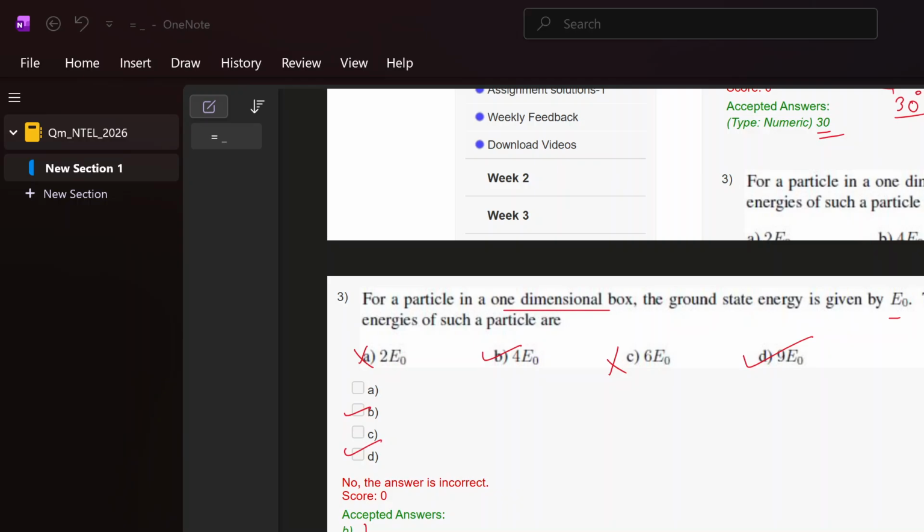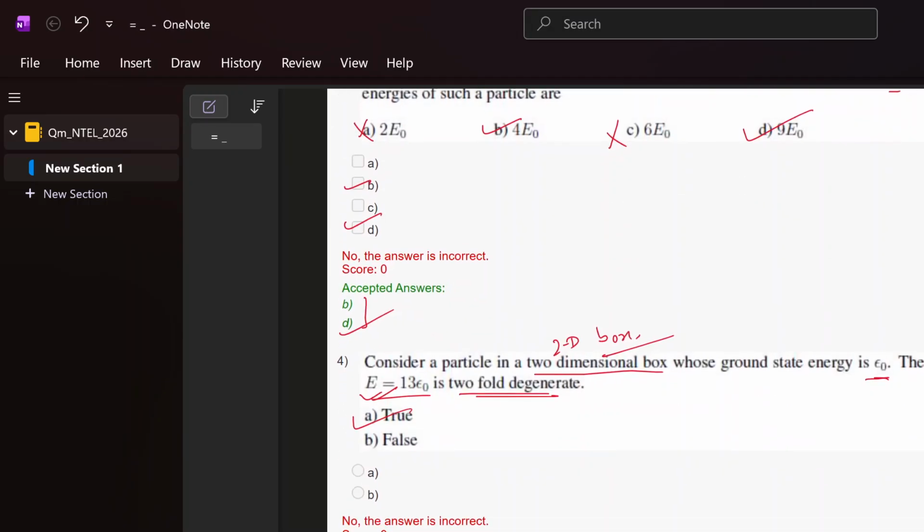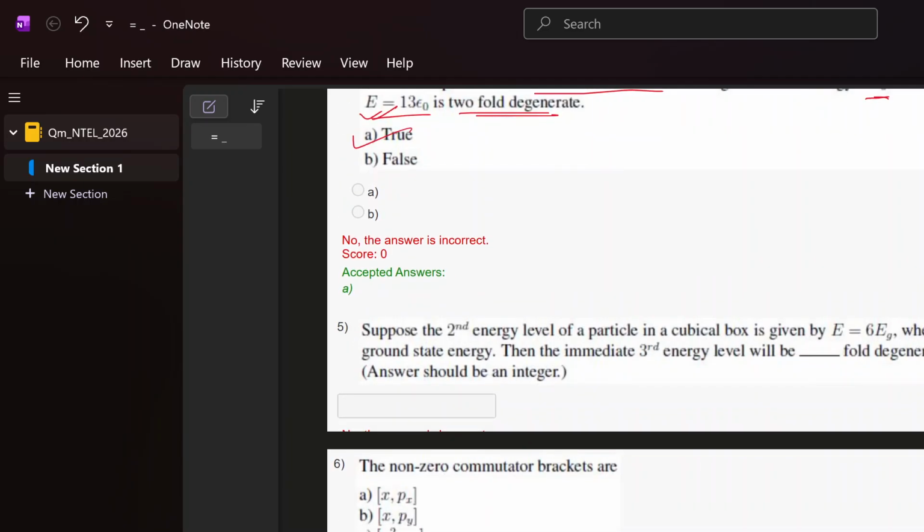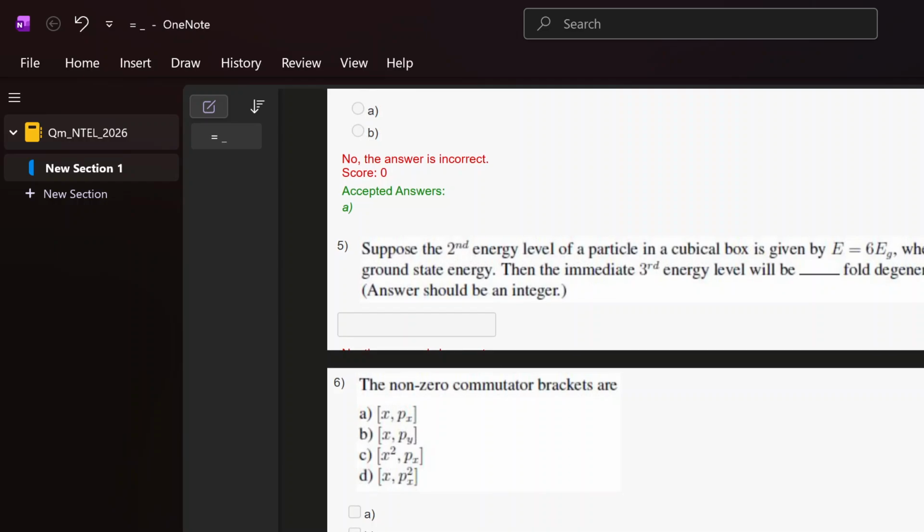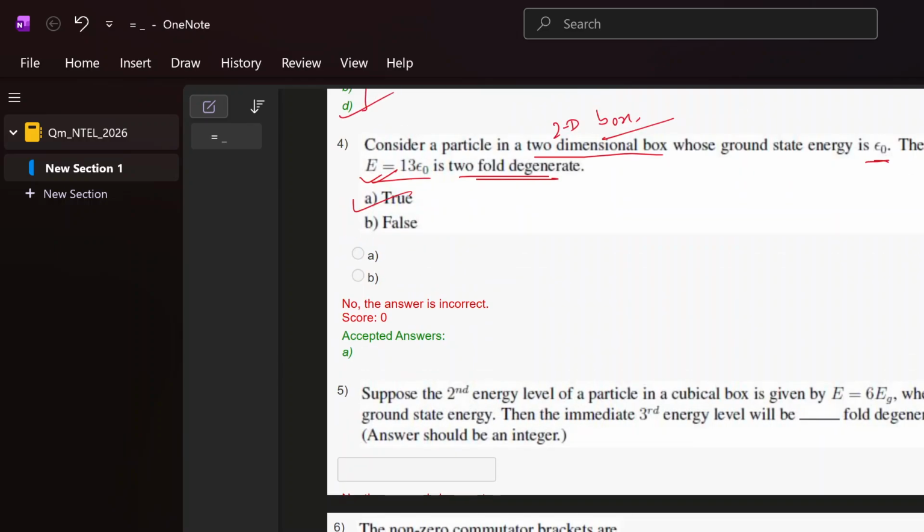Right. So we have just solved up to question number 4. We move on to question number 5. Question number 5 is that suppose the second energy level of a particle in a cubical box is given by E equal to 6 Eg, where Eg is the ground state energy, then the immediate third energy level will be what fold degenerate.